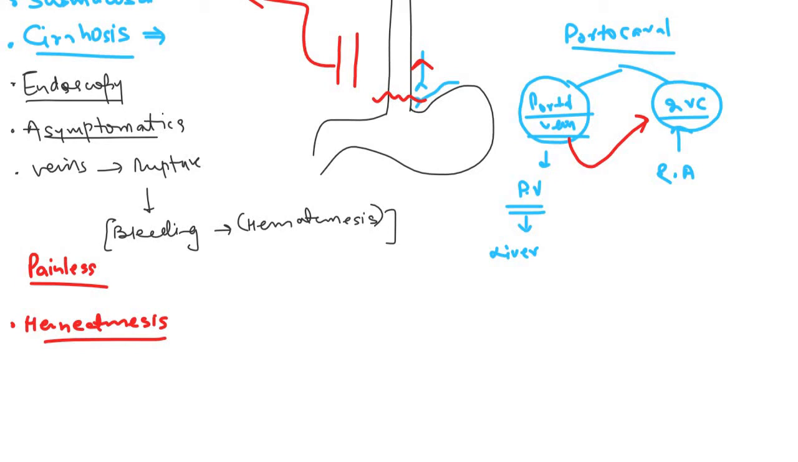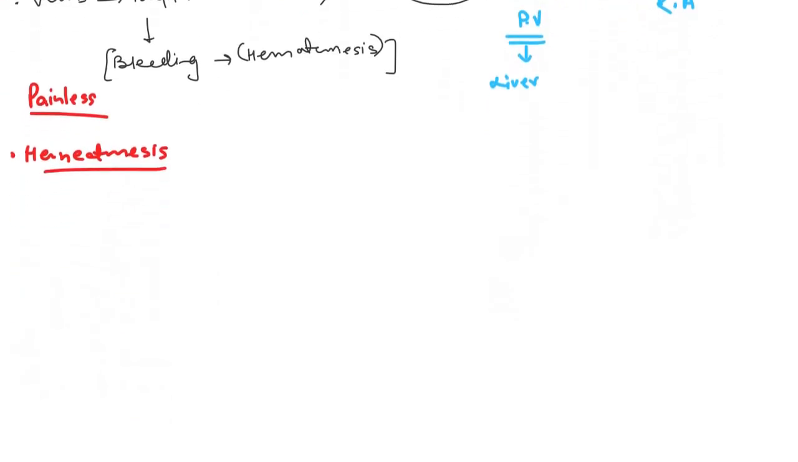So hematemesis is the cause of death in the case of a patient with advanced liver disease or end stage liver disease, which is cirrhosis. So this was all about esophageal varices, the pathophysiology of esophageal varices. Let's talk a little bit about the treatment options which are there in case of esophageal varices.